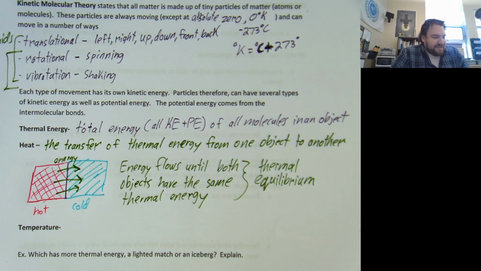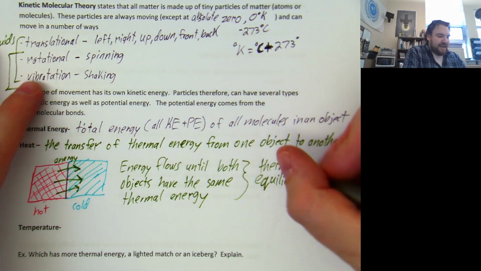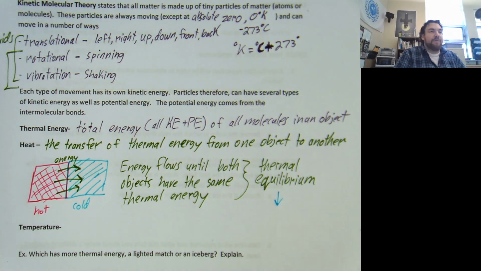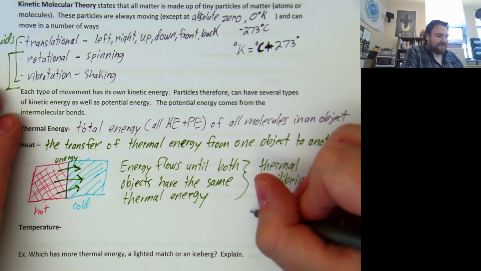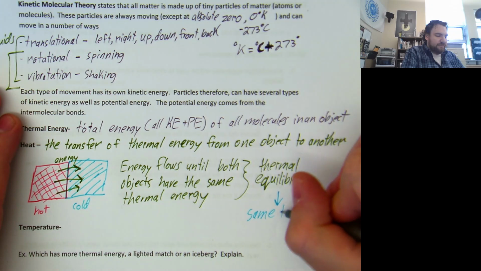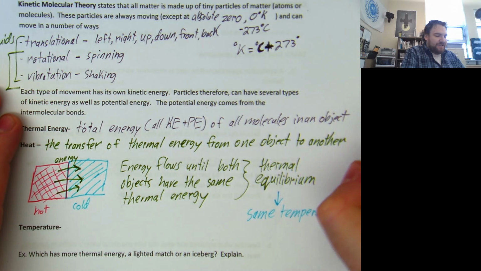Energy flows until both objects have the same thermal energy. We call this thermal equilibrium. A really easy way to say that two objects are at thermal equilibrium is that those two objects have the same temperature. We still have not defined what temperature is.